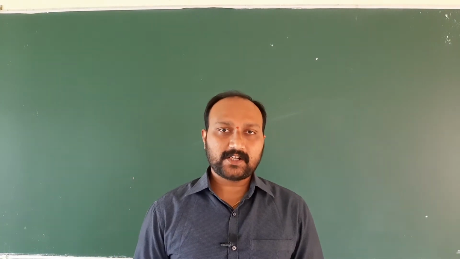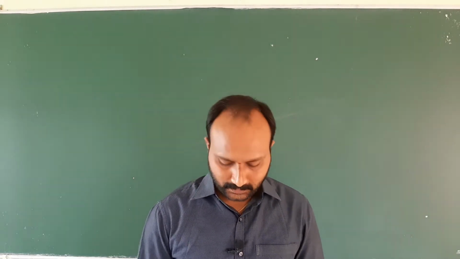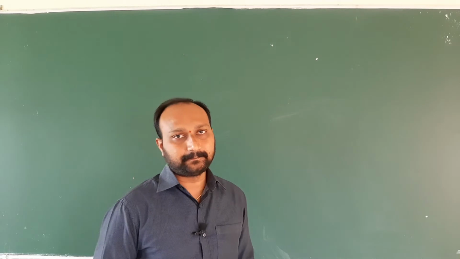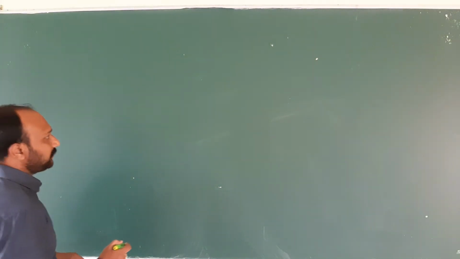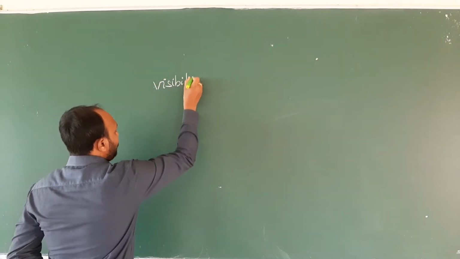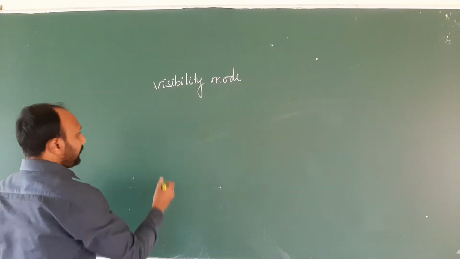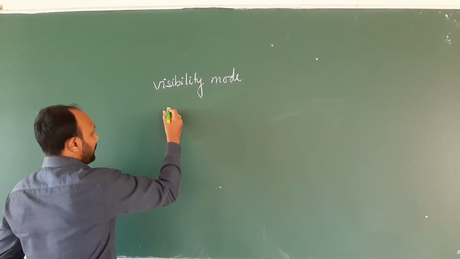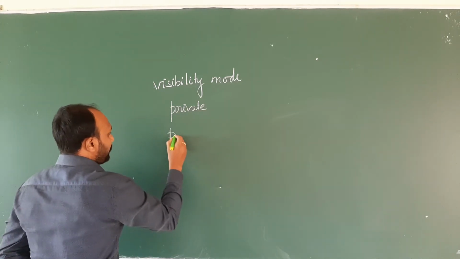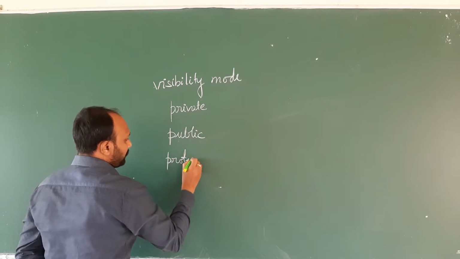Dear students, in this video let us study another important concept in the chapter inheritance. In the previous video we have studied how to define a derived class. At the time of deriving the class, we will be choosing the visibility mode. As I told you earlier, visibility mode can be of three types. It can be private visibility mode, public visibility mode, or protected visibility mode.